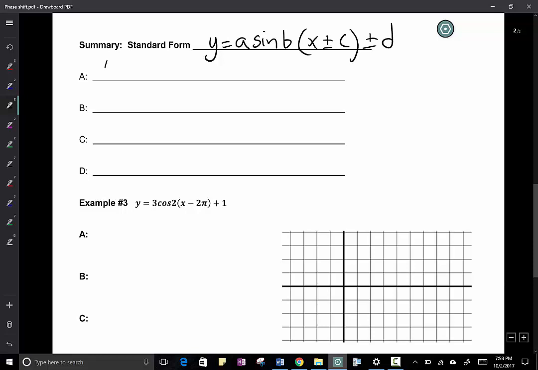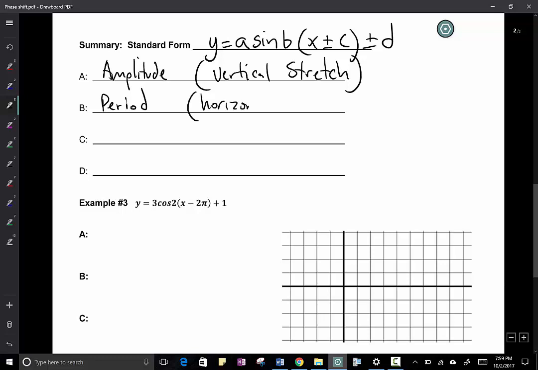A is your amplitude, which is a vertical stretch. B helps determine your period, which is a horizontal stretch. Notice not shift, but stretch. Then we have letter C, which is your horizontal shift.